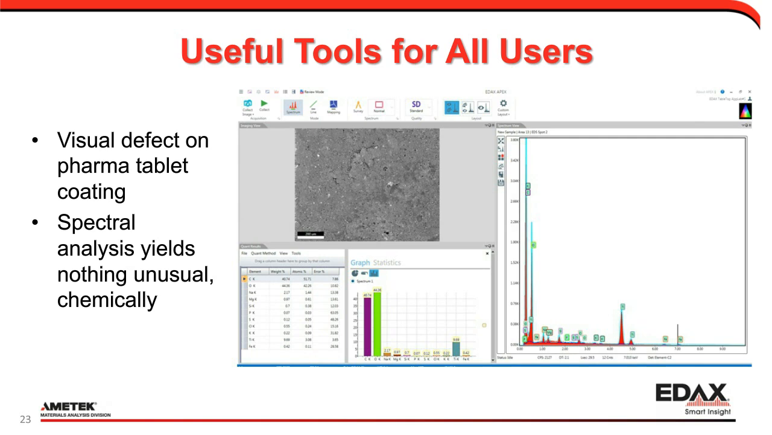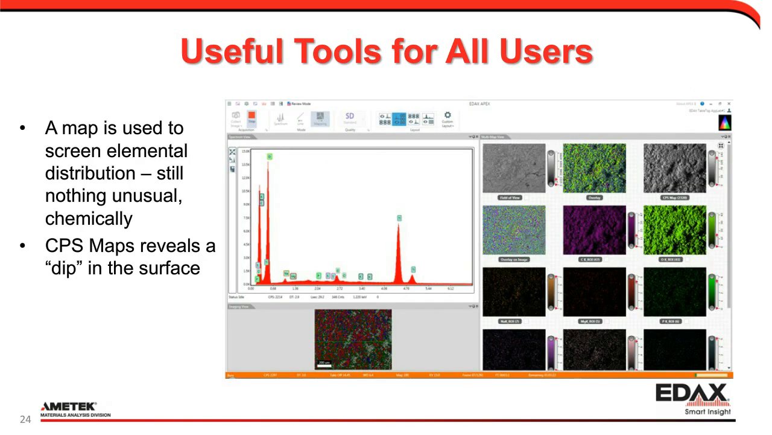But when we do a spectral analysis, we don't see anything chemically different. The chemistry collected from the unusual looking area compared to the other areas is about the same. Even the map confirms that there's not too much chemically different going on. We don't see any new or different element jump up in that area. But what we do see in our CPS map, our counts per second map, is a dip in the count rate. Our CPS map is shown here in the upper right, and in the electron image, we don't see any dip in the center. It just visually looked a little bit different.